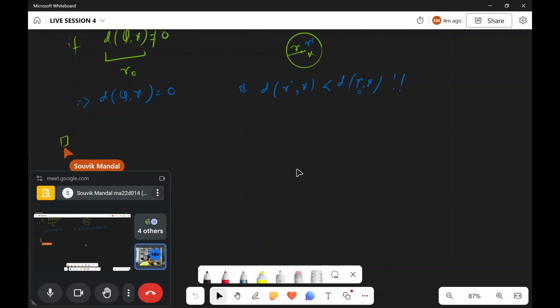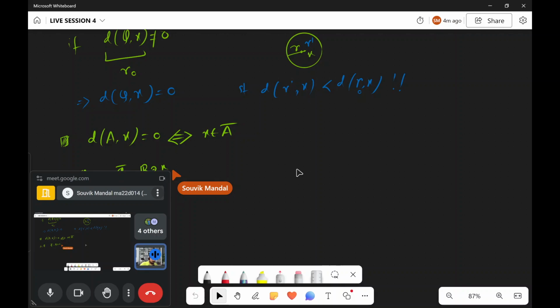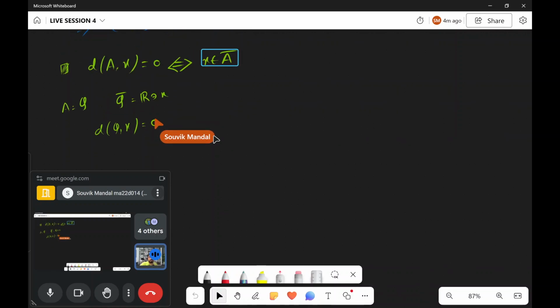In the last session, we have seen the following statement, namely d of A comma x equal to 0 if and only if x belongs to the closure of A. Now, in our question, A was Q, and Q closure equals R, and the given point lies inside R, which belongs to A closure. So directly we can use this to conclude that d of Q comma x equal to 0. So that is another process. Of course, it is a trick rather than a process.